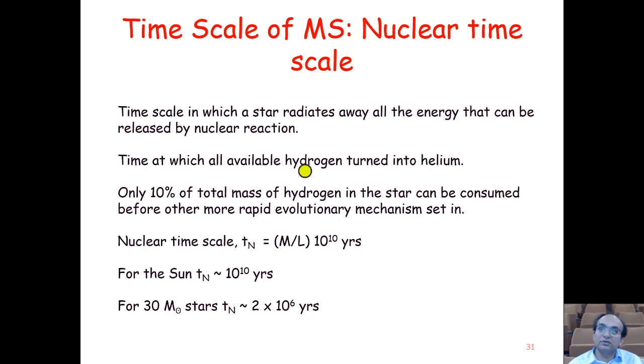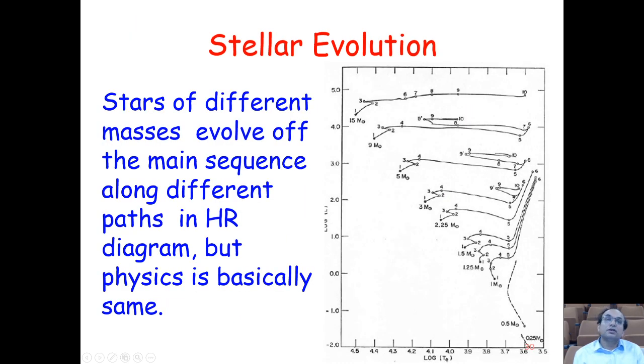It is the time at which all the available hydrogen turns into helium. But only 10% of the total mass of hydrogen in the star can be consumed before other more rapid evolutionary mechanisms set in. So not more than this. The nuclear time scale is basically given by this. For the sun, it is approximately 10 to the power 10 years. For a 30 solar mass star, it is much less, around 2 million years. If you see that the sun is somewhere here, at one solar mass, it takes a longer time. This star will take much longer to stay here, and if you go up here, they will take a shorter time to stay here. For example, a 30 solar mass star will come somewhere here, so it will stay on the main sequence for only about a million years.